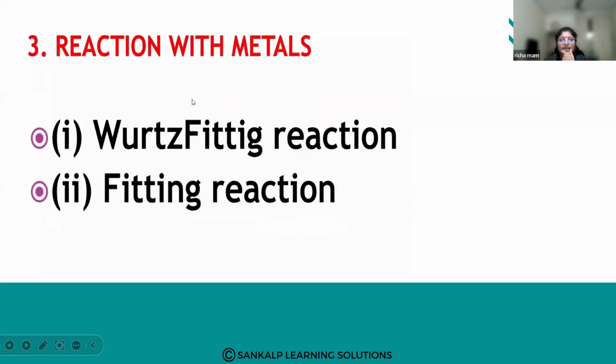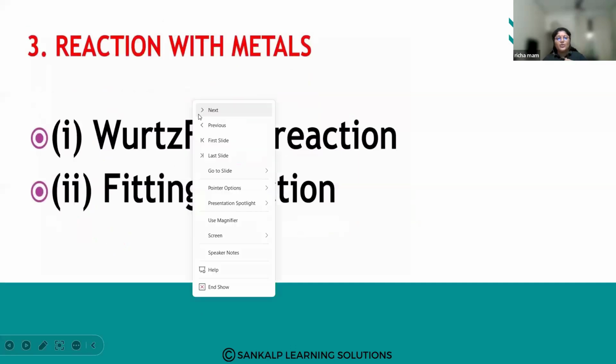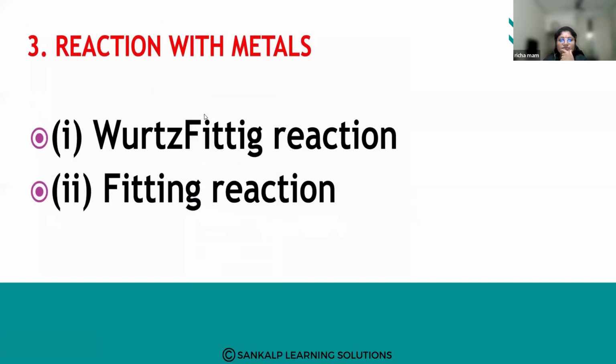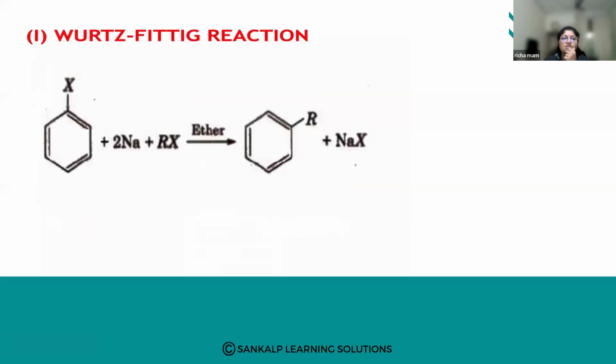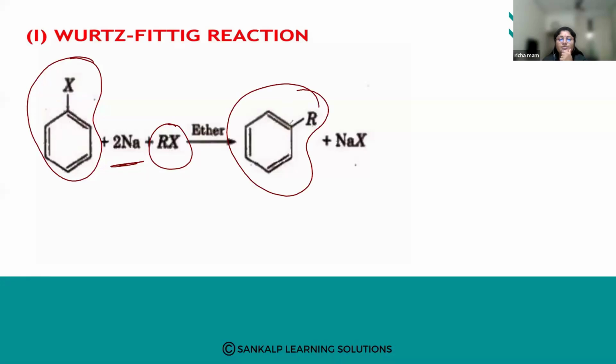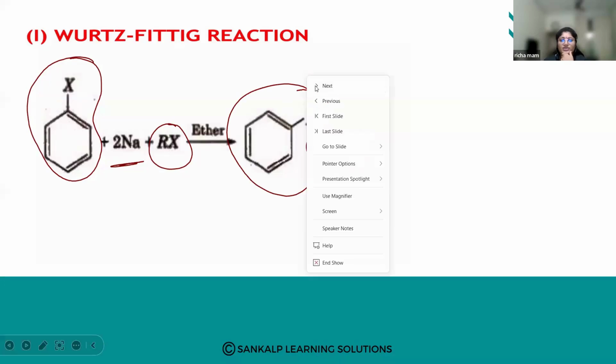Next is the reaction with metals. We have seen what is the Wurtz reaction. We have seen what is the Fittig reaction. So this is the Wurtz-Fittig reaction. We are going to take one aryl halide and one alkyl halide in the presence of ether and sodium. We get an alkyl aryl substituted product plus NaX. So this is the Wurtz-Fittig reaction.